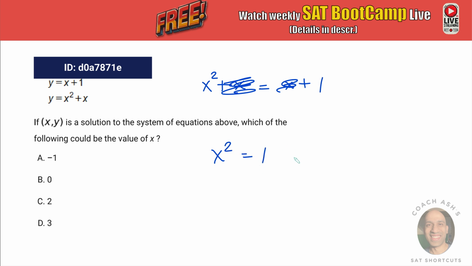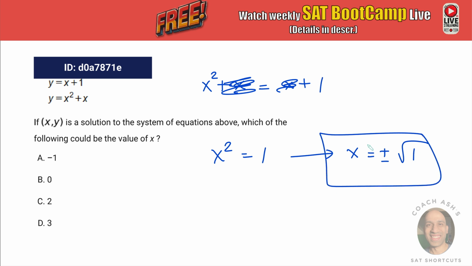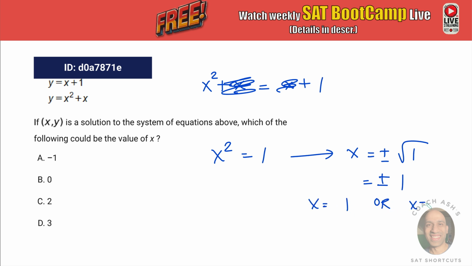Now this is very important. Anytime you see the square quantity, you want to take the square root of this. So this means x is equal to the square root of 1, but don't forget a plus and a minus sign. This is a very important idea here. So x is equal to plus minus 1. And what's the square root of 1? You can use a calculator. Obviously, you know the answer. It's just 1. And so the values of x are plus 1 or minus 1.